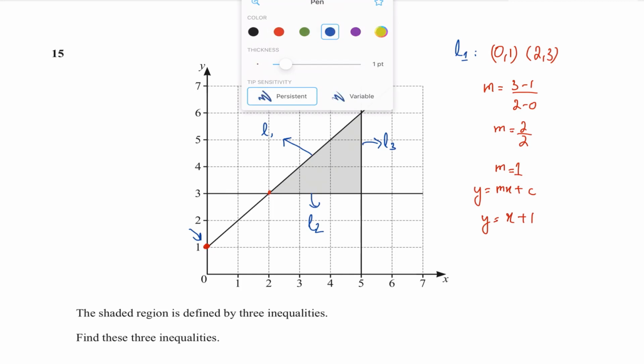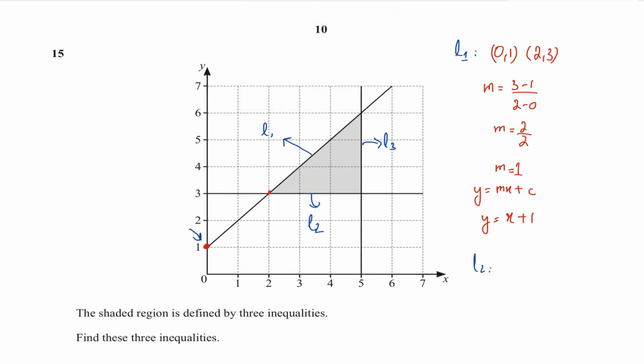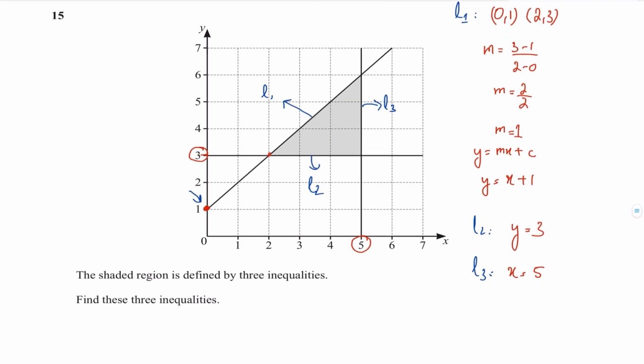Now let's talk about line 2. Line 2 is a horizontal line. So the equation of line 2 is going to be y equals the point at which it cuts the y-axis. So that's going to be y equals 3. And let's talk about line 3. Line 3 is a vertical line, so its x value is fixed, and its equation is going to be x equals something, and that something is going to be 5, since that's the point at which it's cutting the x-axis. So the equation of line 3 is x equals 5.